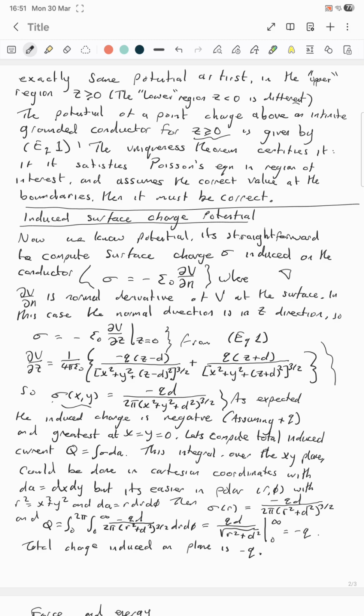Now let's compute the total induced charge Q, equal to the integral of our surface charge over an area. The integral over the xy plane could be done in Cartesian coordinates with da equals dx dy, but it's easier in polar coordinates, r and phi. So our area element in polar is here. Integrating in polar coordinates is straightforward, and we get negative Q. The total induced charge on the plane is thus negative Q.